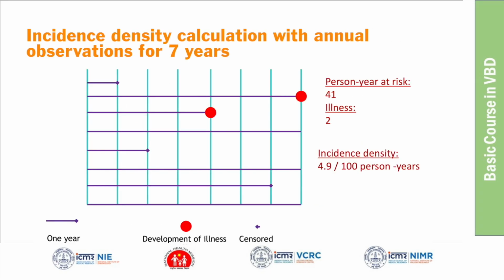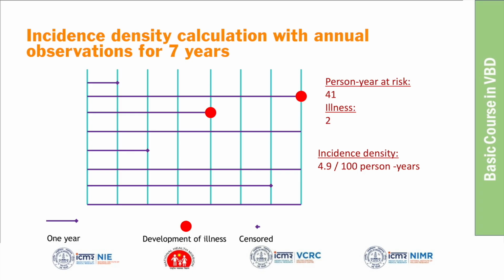So for example, in this scenario, each box represents a 1 year period. Red color represents development of illness and a dot represents loss to follow-up or censoring for various reasons. So total follow-up in this case is 41 person years of follow-up and the number of individuals who have developed the disease of interest is 2. So can anyone quickly calculate what is the incidence density? Can you just unmute and tell what will be the numerator and what is the denominator?